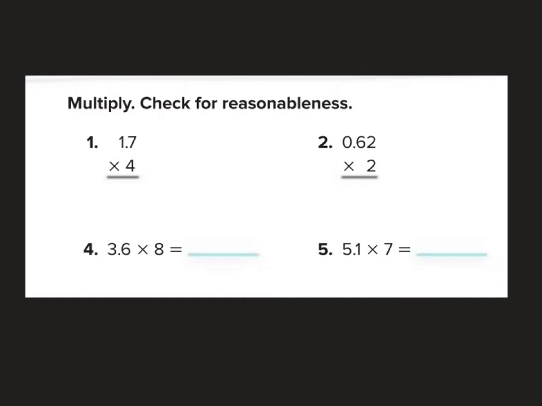Okay, let's do some more. 4 times 7 is 28. 4 times 1 is 4, plus 2 more is 6. I got 1 digit here, so I need to bring it back 1 digit. So my answer is 6 and 8/10. Check for reasonableness. 1 and 7/10 is about 2. 2 times 4 is 8. Is 8 close to 6 and 8/10? That's basically 7, right? And so 7 and 8 are close.